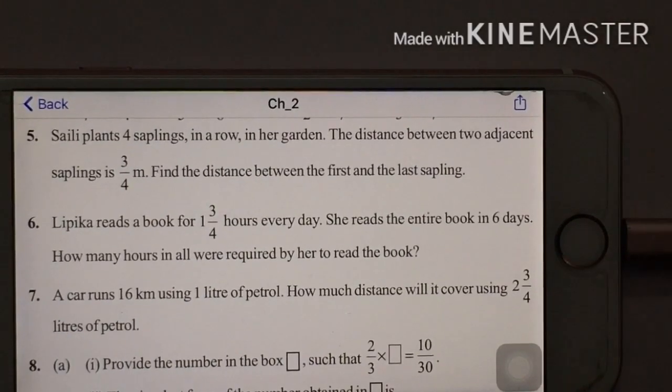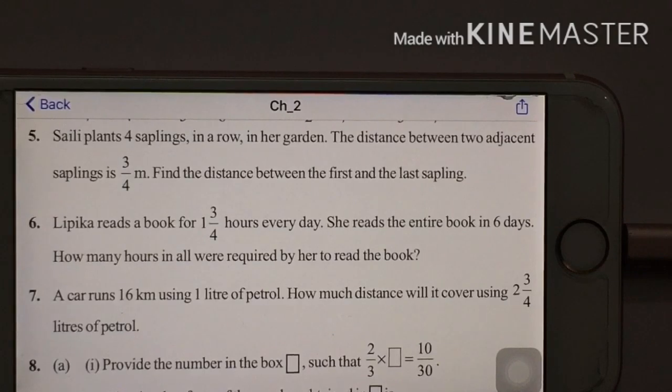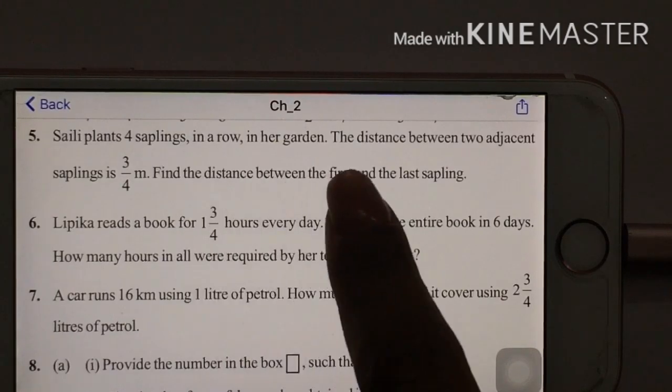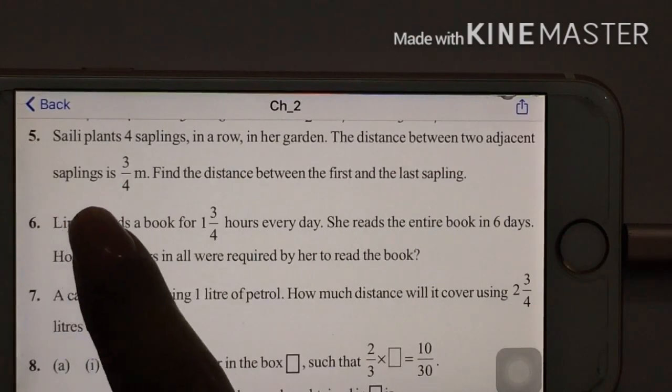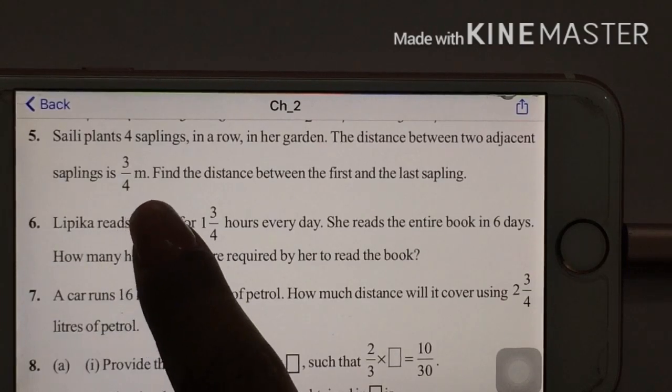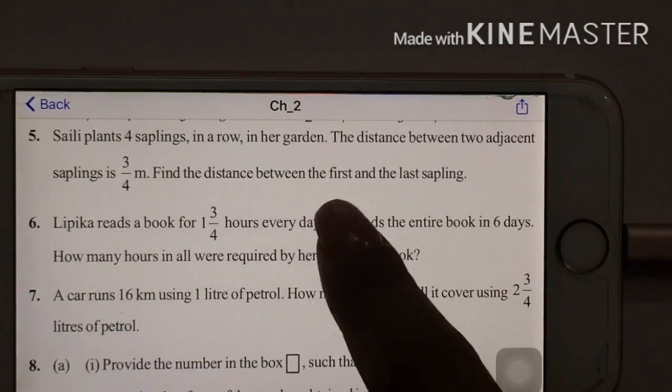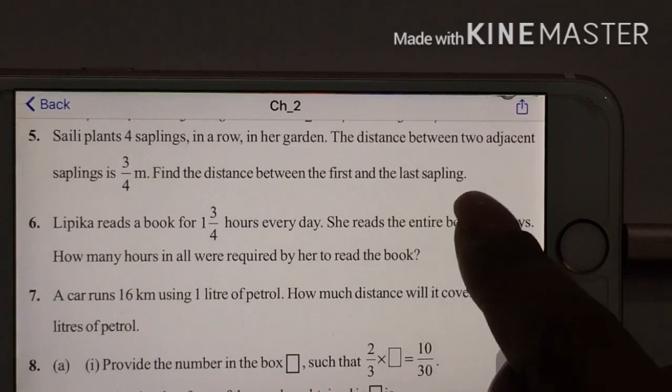Question number 5. Sally plants 4 saplings in a row in her garden. The distance between 2 adjacent saplings is 3 by 4 meters. Find the distance between the first and the last sapling.